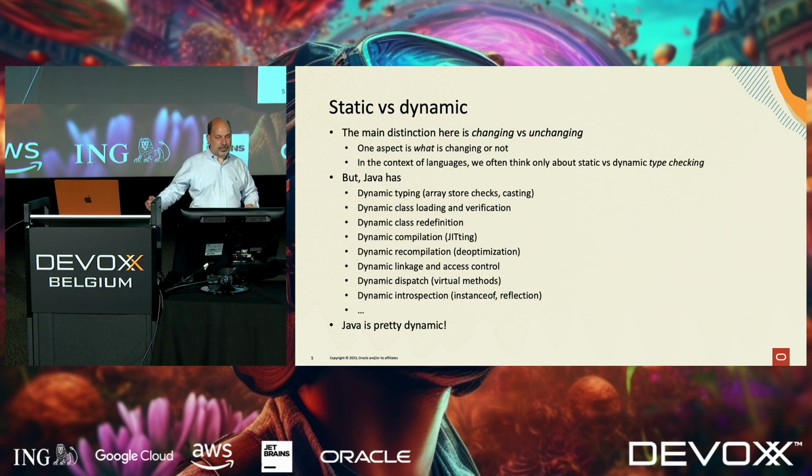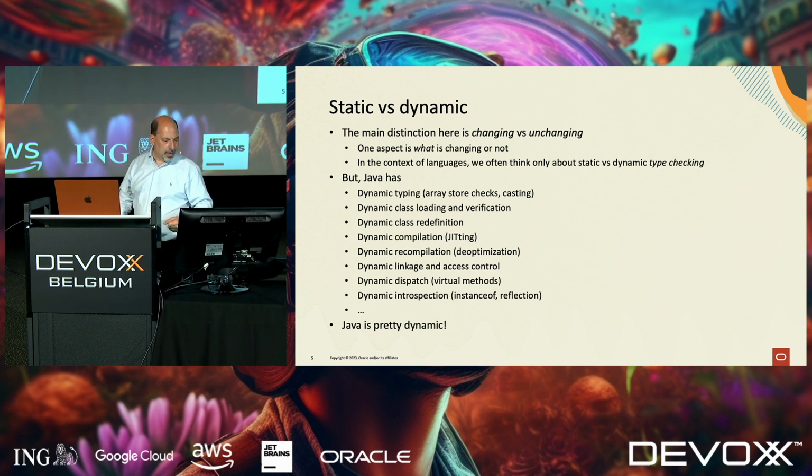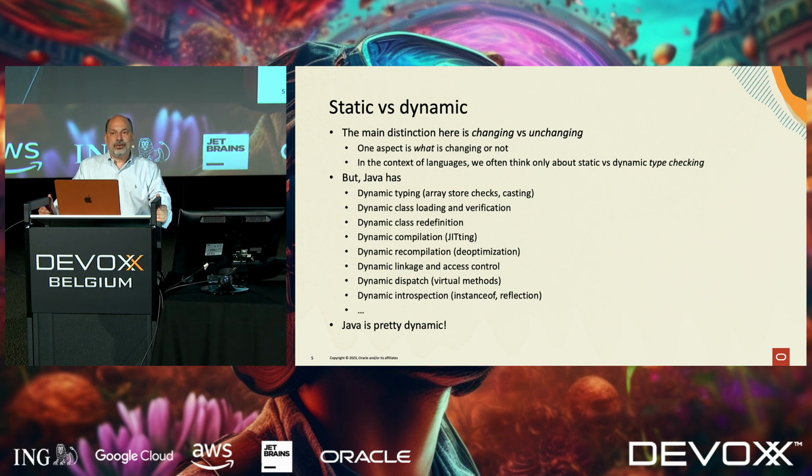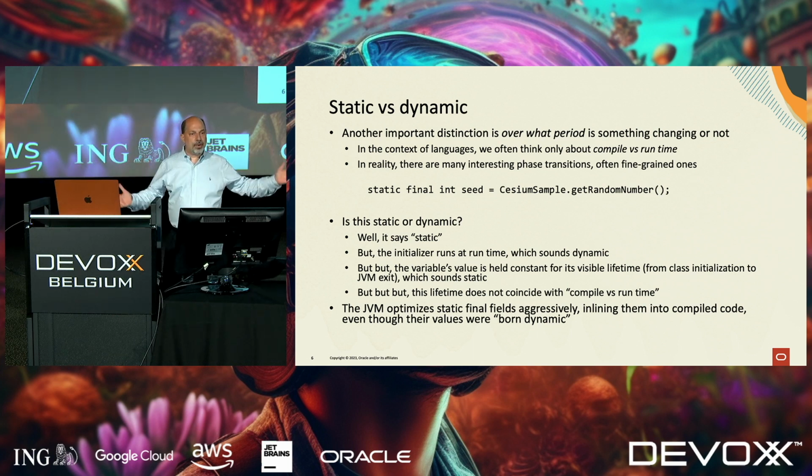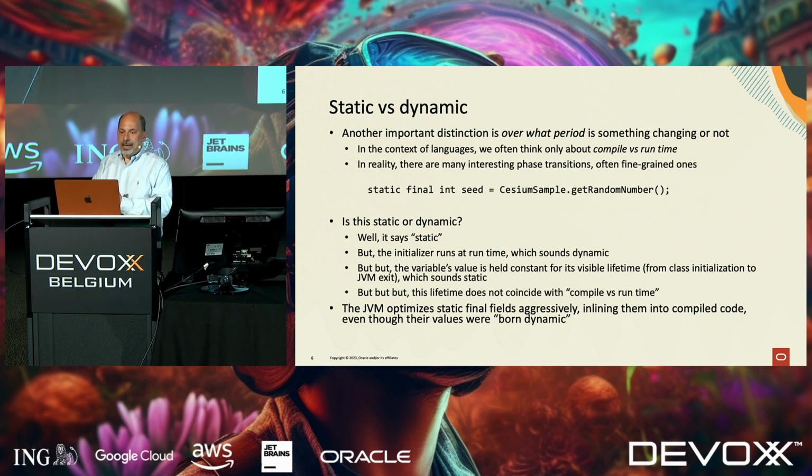Java has dynamic dispatch through virtual methods. It has dynamic introspection through reflection and features like instanceof and casting. So, even though we'd like to think that Java is a mostly static language, Java is actually really dynamic. So one dimension of static versus dynamic is what is changing, what is not changing. The other dimension is when is it changing? Over what period is it changing or not changing?